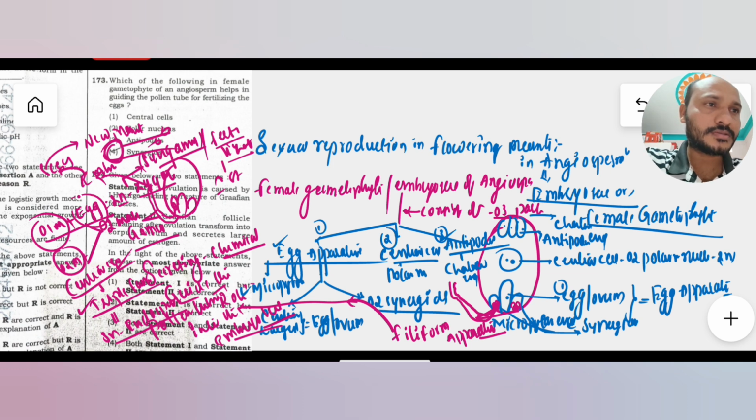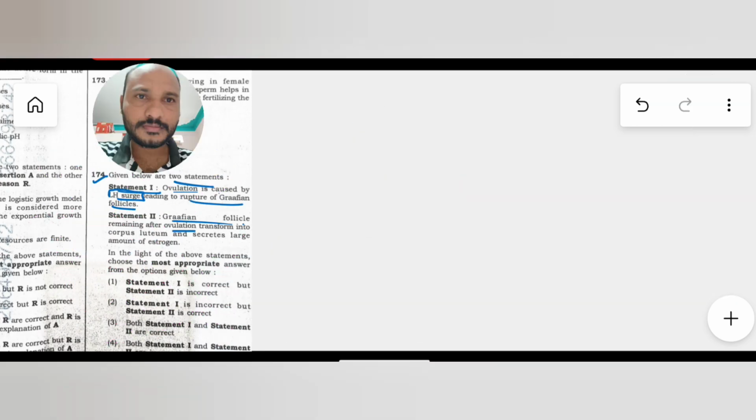Because synergids contain a special apparatus called the filiform apparatus. That filiform apparatus secretes chemicals, and those chemicals guide the pollen tube to enter into these synergids. Okay, right. So here, the 173rd question, the right answer is the fourth one.